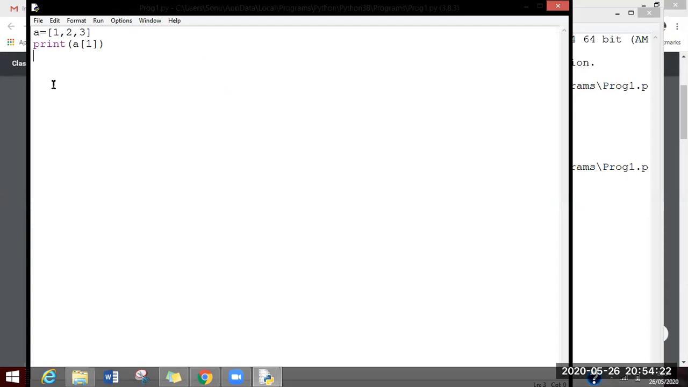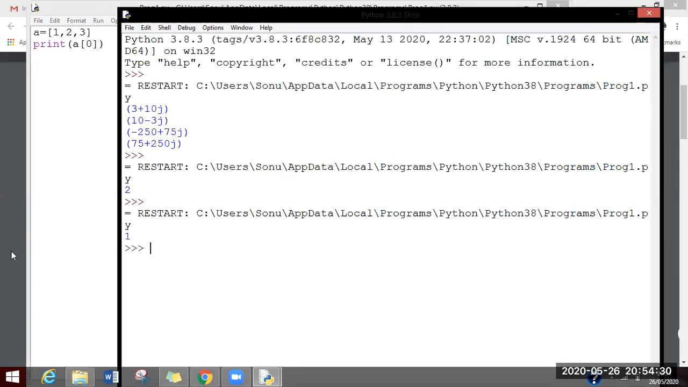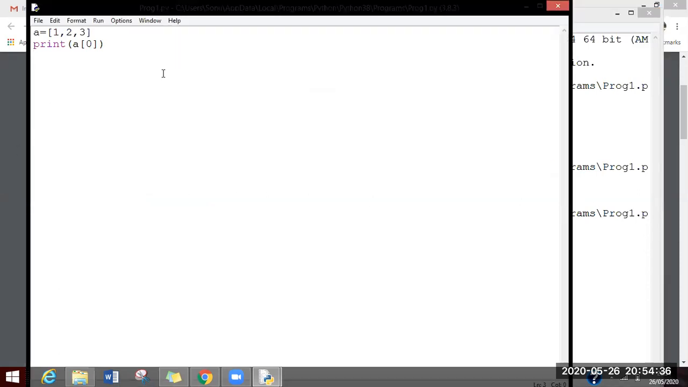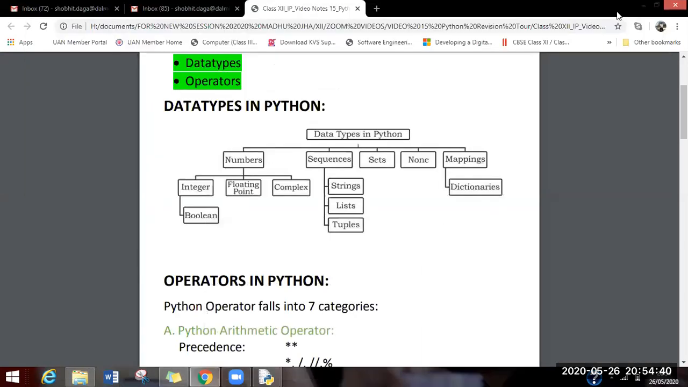As we move ahead, if we had done it for a of 0, this would have given me 1 as the answer. See, the output over here has changed. What this suggests is that by the word order, we mean that everything placed within strings, lists, or tuples will remain in that particular order or sequence.